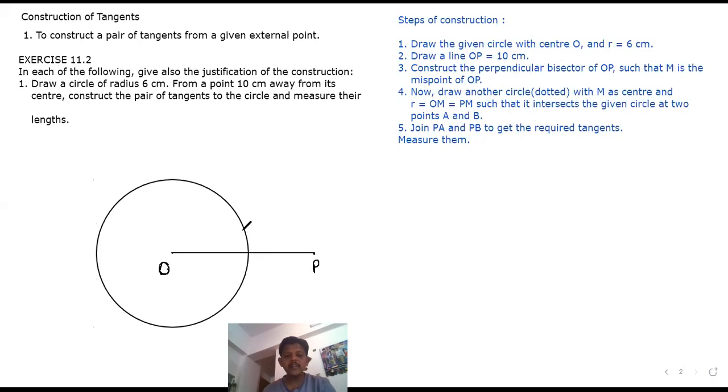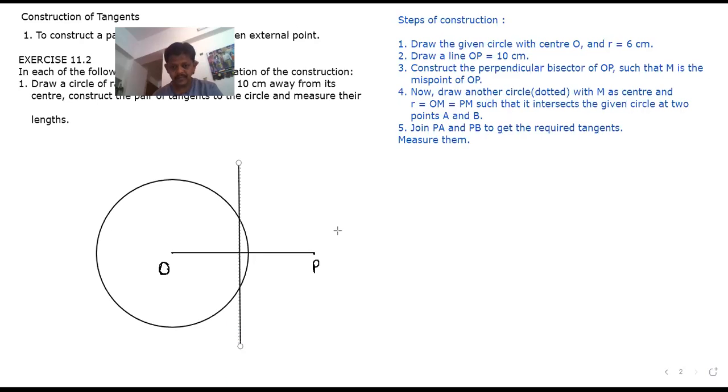And now they're telling us to construct the perpendicular bisector of OP. How do you construct? Take more than half from O, from P cut the distances, and you will get the perpendicular bisector somewhere like this. The perpendicular bisector, because see, this OP is a line of 10 centimeters. So obviously this is going to be 6 and 4.